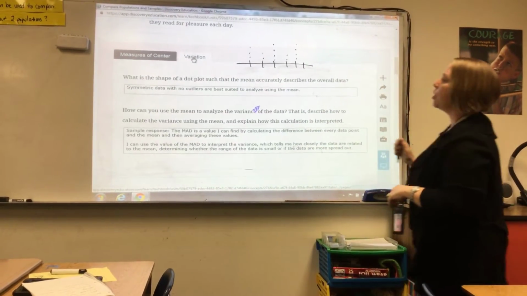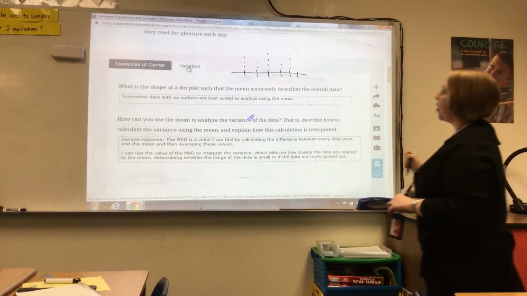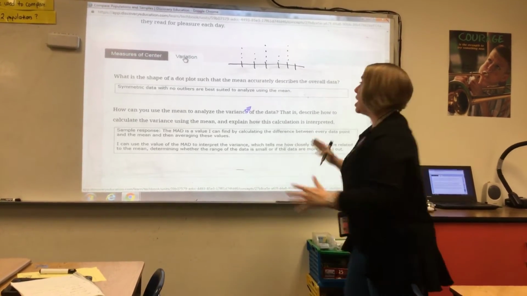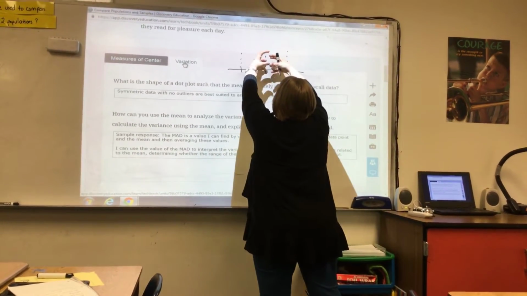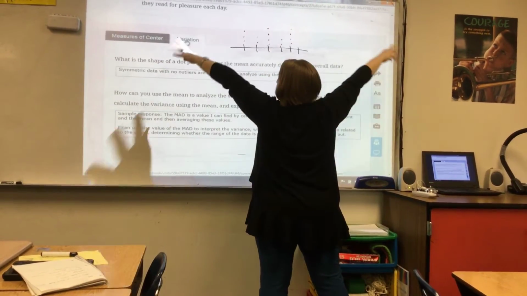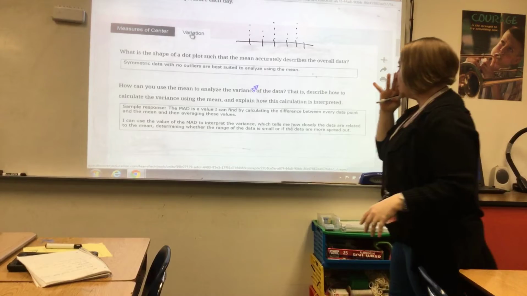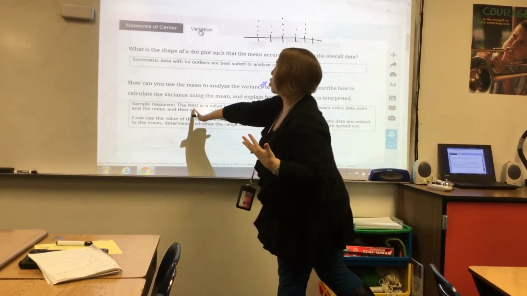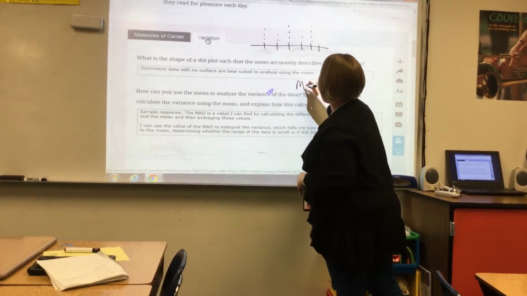And then it asks, how can you use the mean to analyze the variance of the data? Remember, variance of the data is, is all my data kind of the same in the middle? Or do I have some high ones, some low ones, some middle ones? Is it spread way far out? So one of the things we're going to learn about is called MAD. And you might want to write this on your paper.